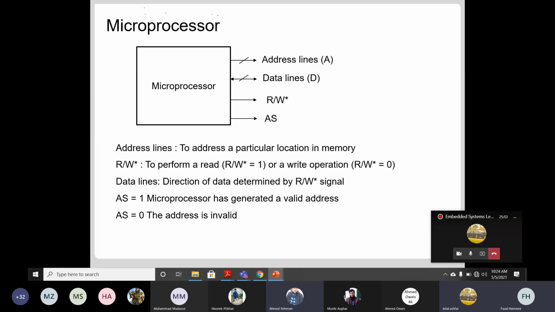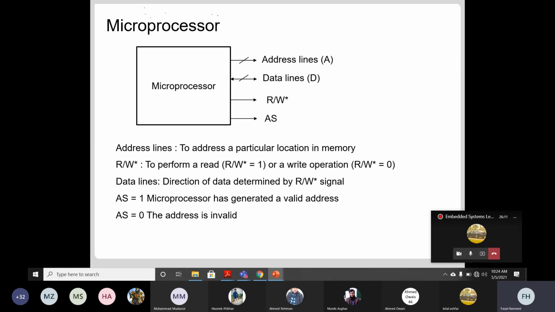For the microprocessor, data goes from memory to processor, so it will be inward. Very good. And what about a write operation? For a memory write operation, the direction will be outward from the microprocessor. So there are two views.